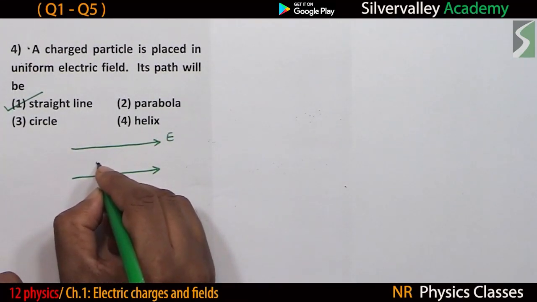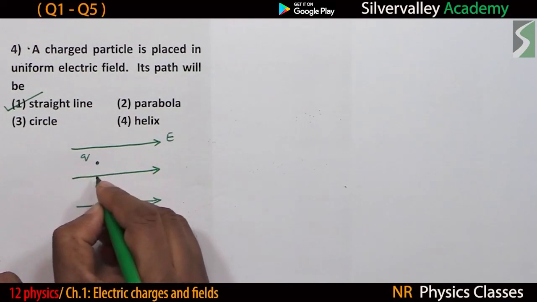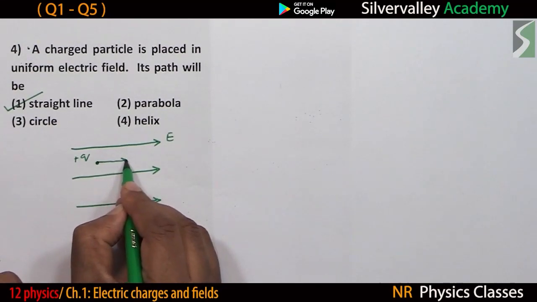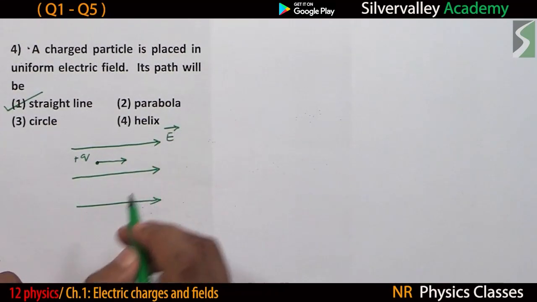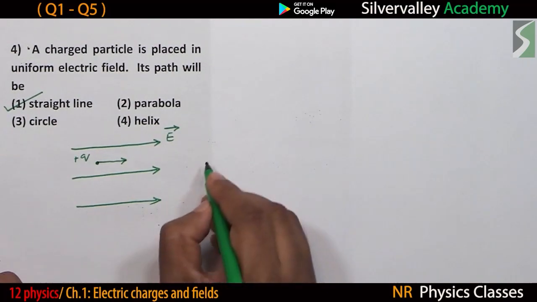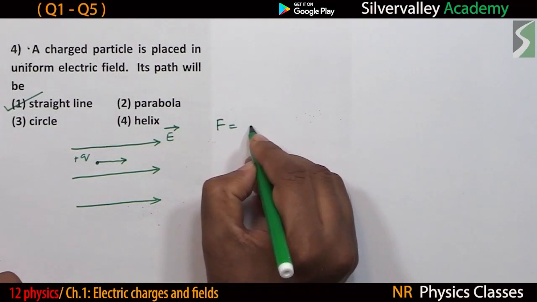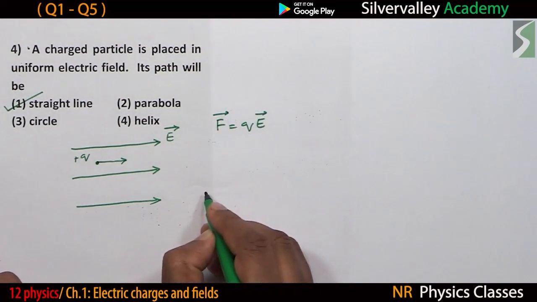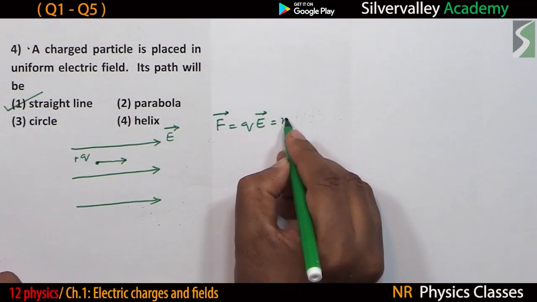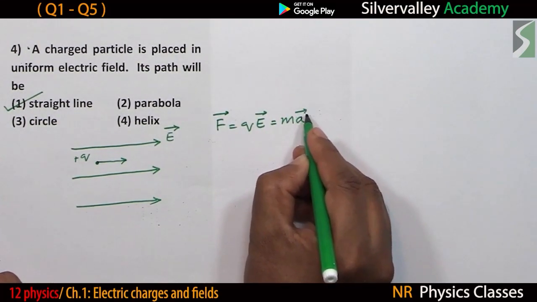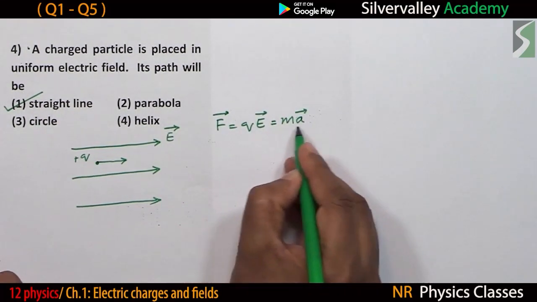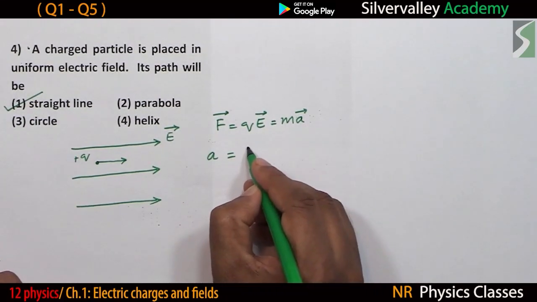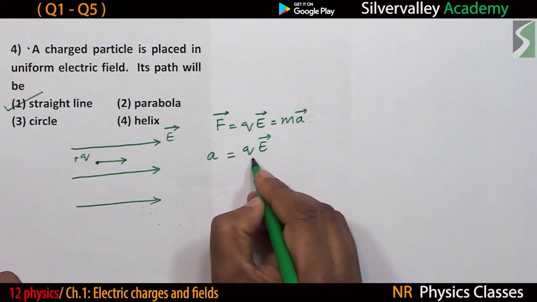If there is a charged particle Q and it is positive, then this experiences force in the direction of the field. So force on the charged particle is Q into E. But force from Newton's law, M into A. Observe these two. Acceleration equal to QE by m.